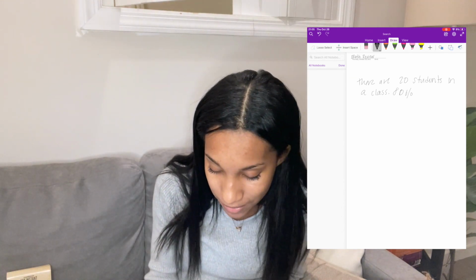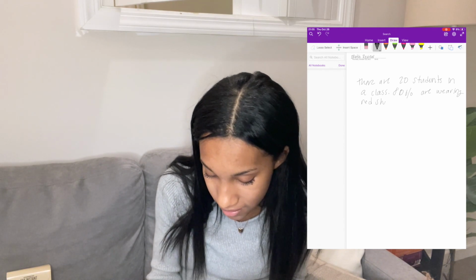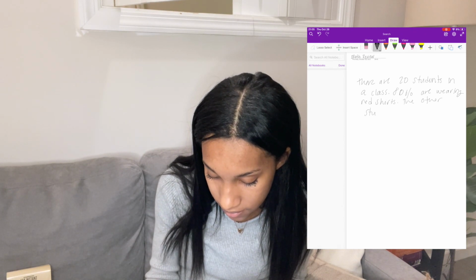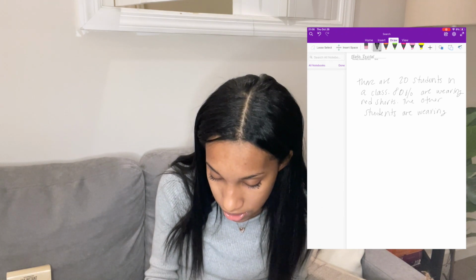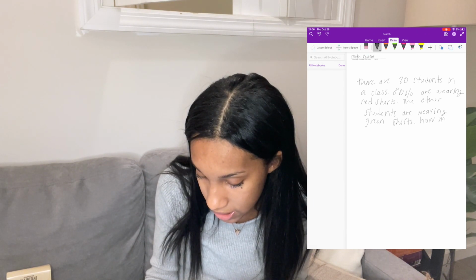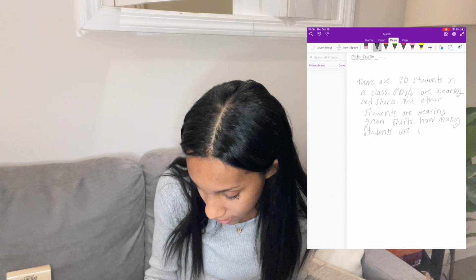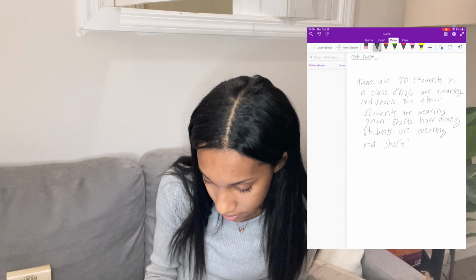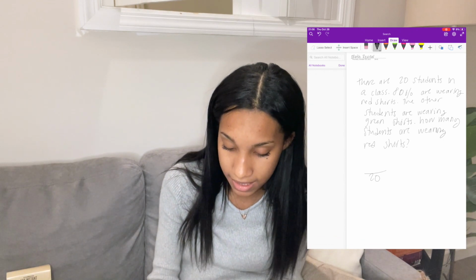Okay, so let's just say 80% are wearing red shirts. The other students are wearing green shirts. How many students are wearing red shirts? So if there are 20 students in the class, you want to find the number of students.